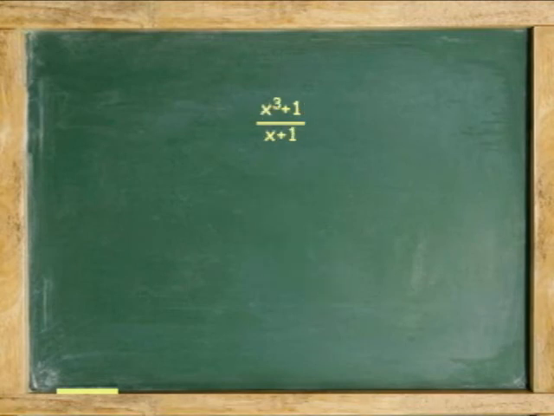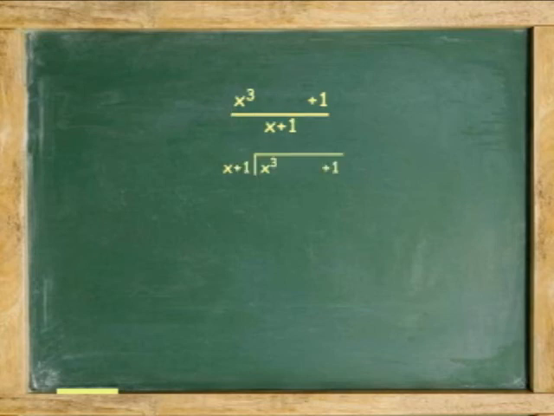Another example. To properly divide an expression with missing terms like the binomial, the middle terms x squared and x must be inserted. This is done by leaving space for the missing terms before beginning. Then start like before. X cubed divided by x is x squared.